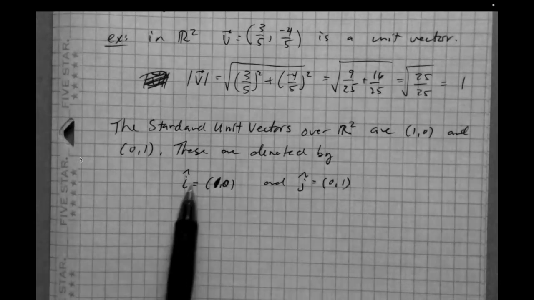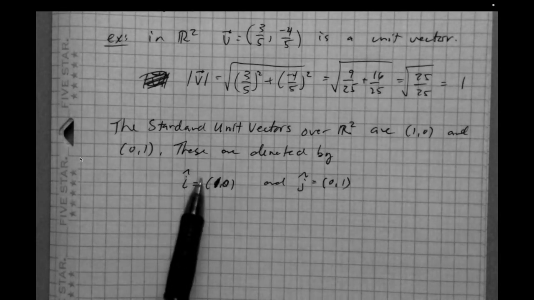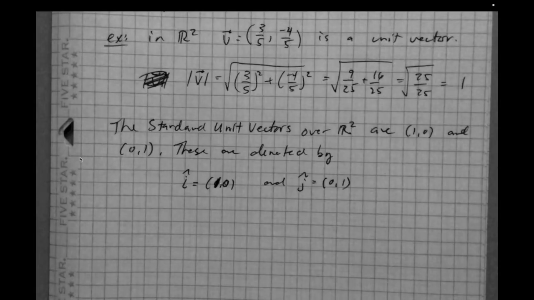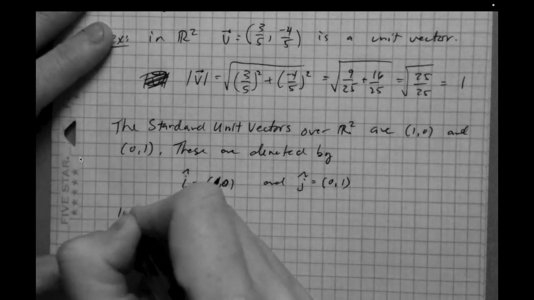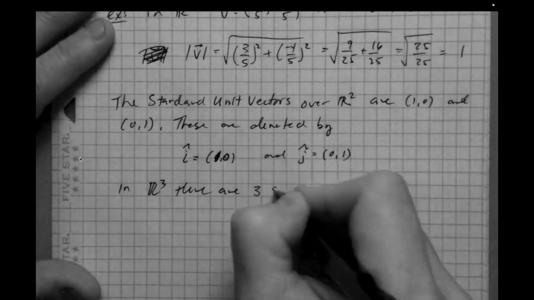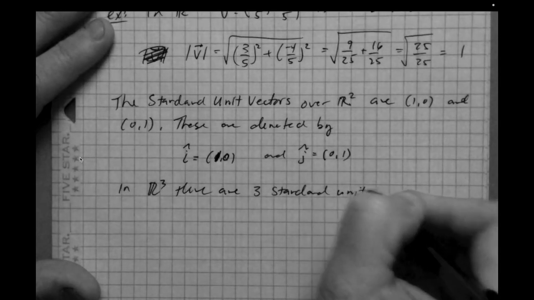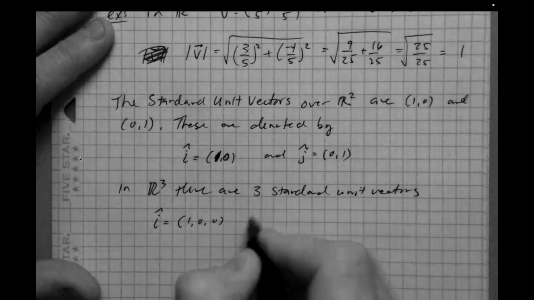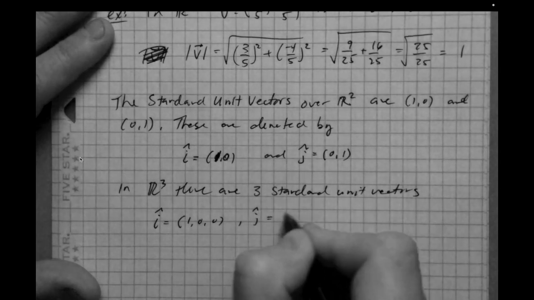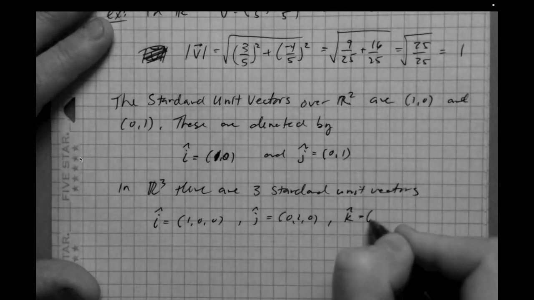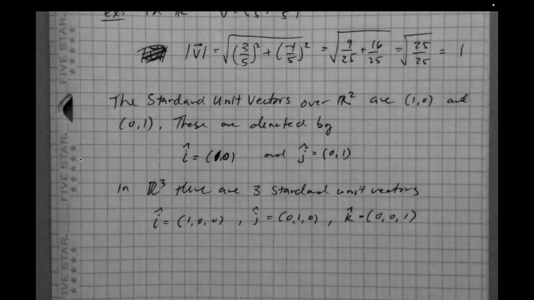So this is the unit vector that is associated with the x-axis, x direction. This is the unit vector that's associated with the y direction. And the I and J just developed for whatever reason. In R3, there are 3 standard unit vectors, and they all have names as well. So you've got 1, 0, 0 for I. For J, you've got 0, 1, 0, and then there's a third one, which is called K, and that's 0, 0, 1. These are the standard unit vectors in R3.